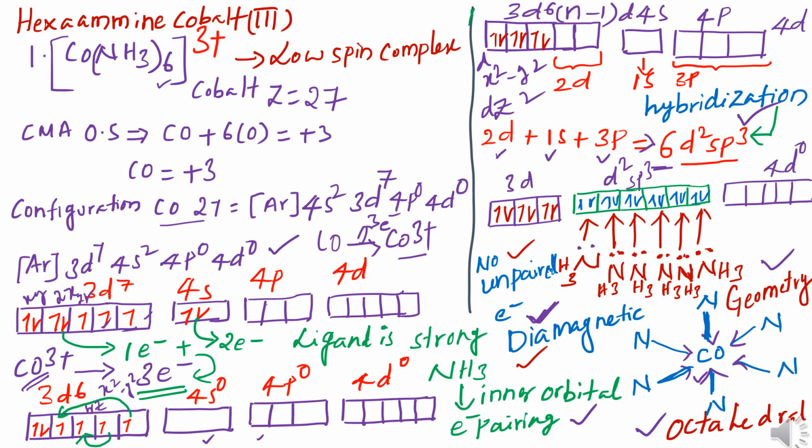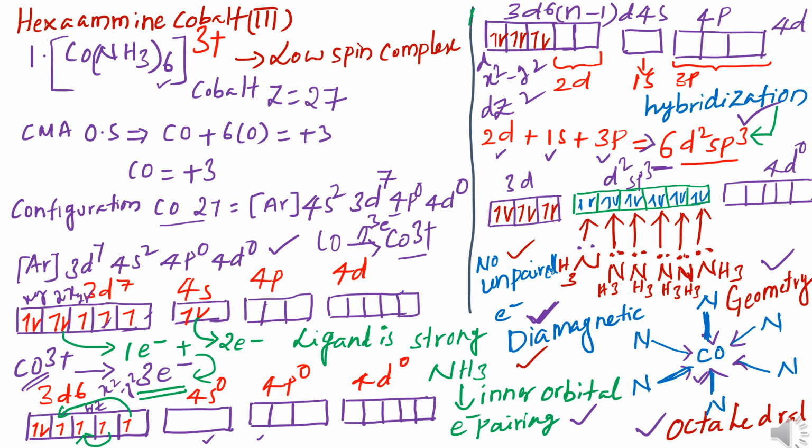That's why cobalt, the central metal atom, has an oxidation state of +3, meaning cobalt is releasing 3 electrons from its original atomic configuration. What is the original atomic configuration? Here we are seeing Co, Z equal to 27. So you can see here, right?